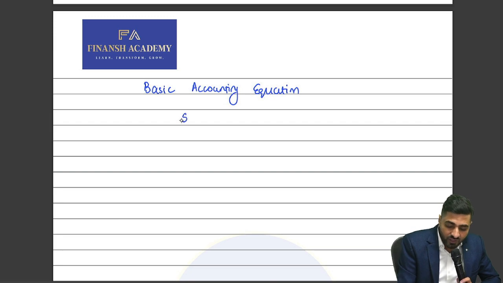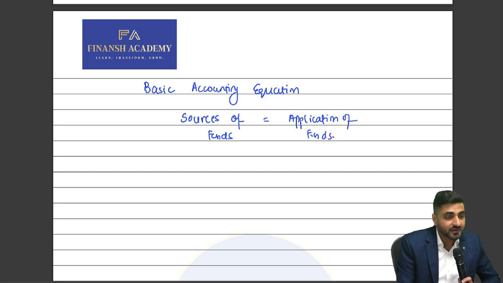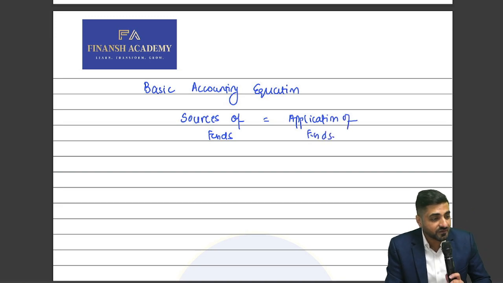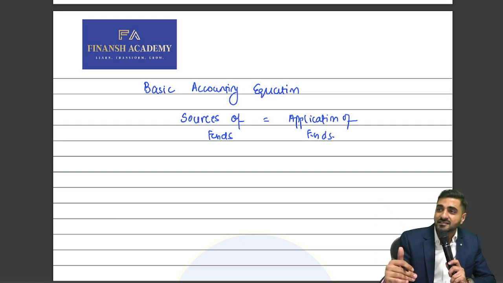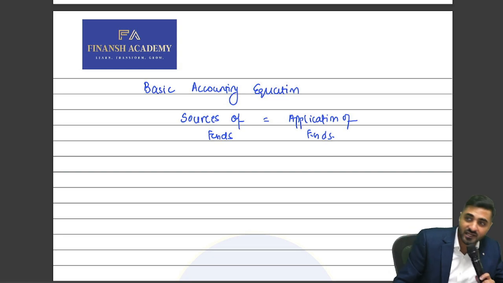Here we always call it sources of funds. Sources of funds equal to what? Application of funds. Now what are the sources? Where do you get the funds from? Your shareholders as well as your borrowed funds. Shareholders as well as borrowed funds.